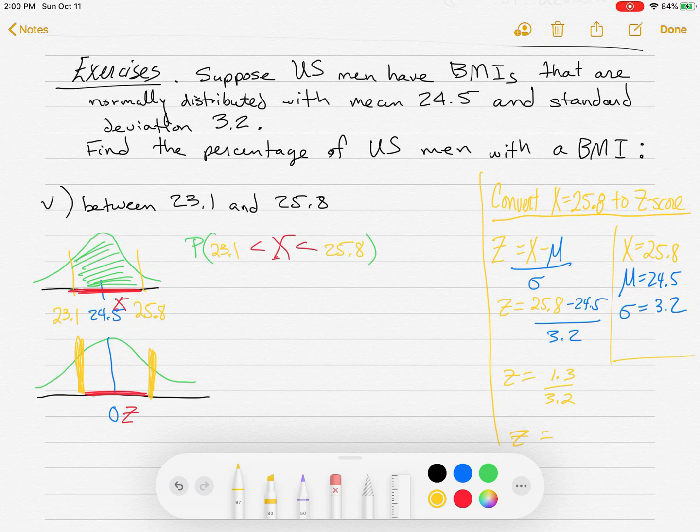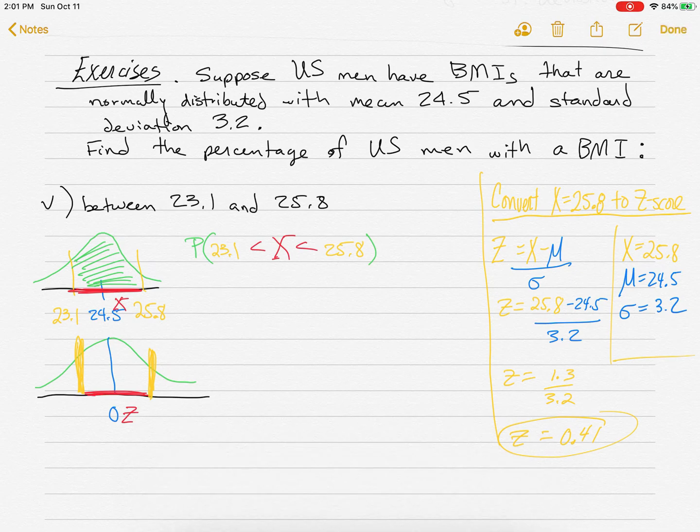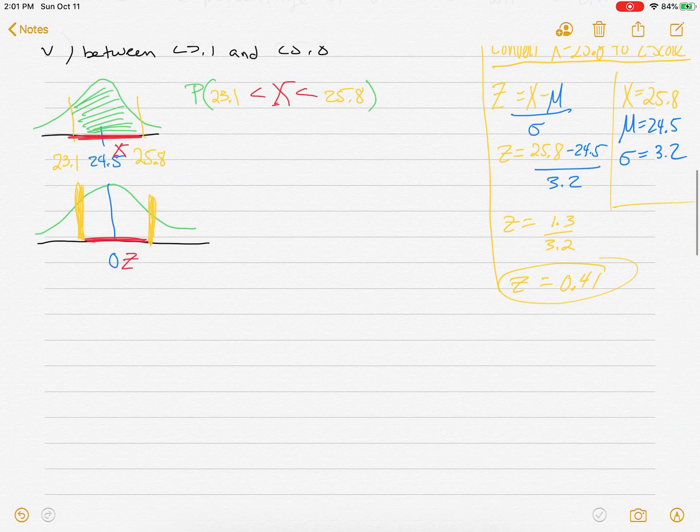You always take your Z-score to 2 decimal places. That's going to be 1.3 divided by 3.2. Okay, where's my calculator? There it is. 1.3 divided by 3.2, to 2 decimal places, is about 0.41.